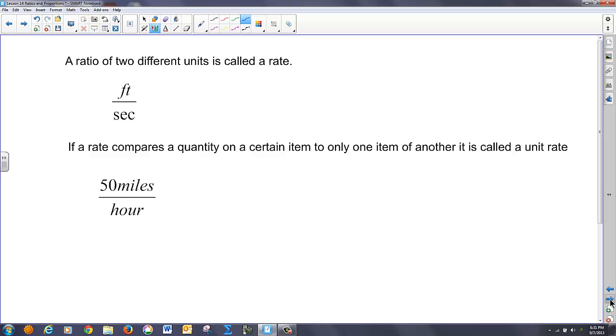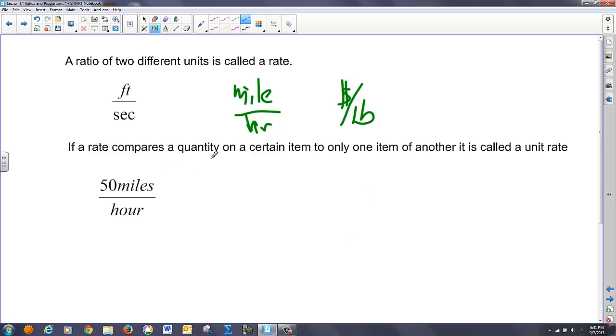All right, now a ratio where you have two different units is called a rate. So this is a rate right here, feet per second. You've heard meters or miles per hour actually, like we have over here. We have dollars per pound. We've seen things like that.